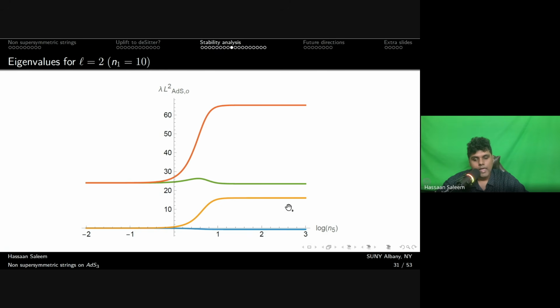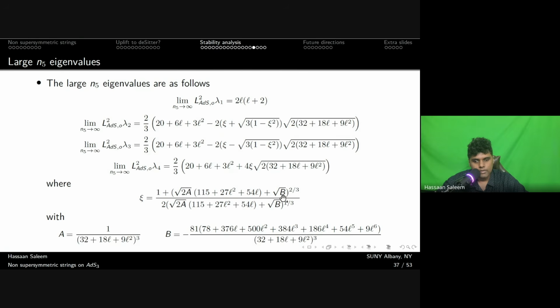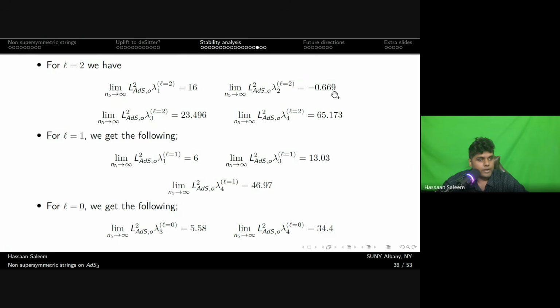So you get an agreement. And the fourth eigenvalue, as I told you earlier, was not at -1, but above -1. It was something like negative 0.67. So if you look at the numerical result that we get here, yes, it matches as well. And you can see the same thing for L equals 1 and L equals 0, the numerical matches there. So at least you can predict these saturation values in analytic form.